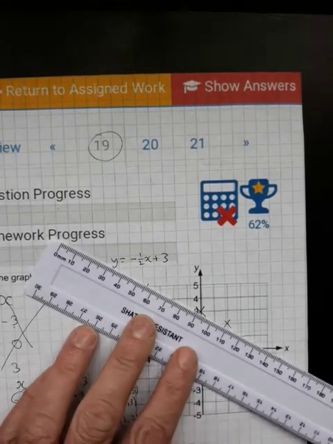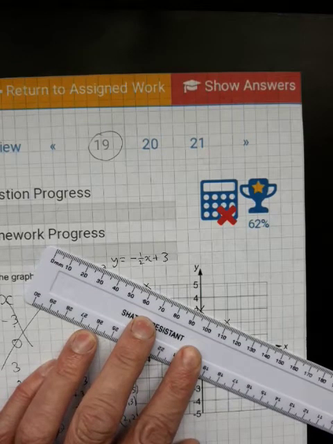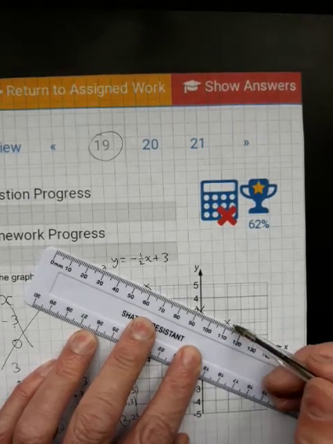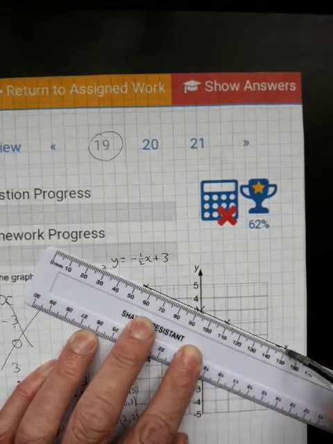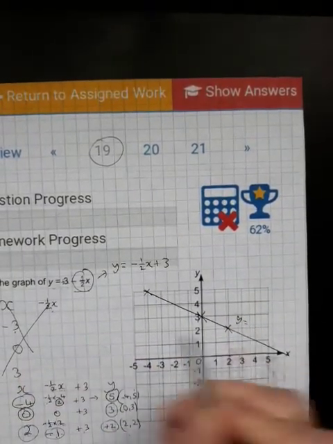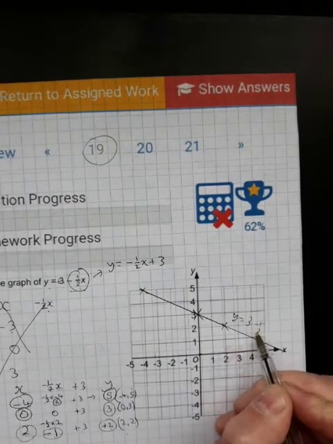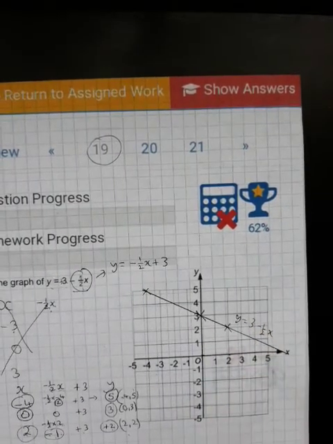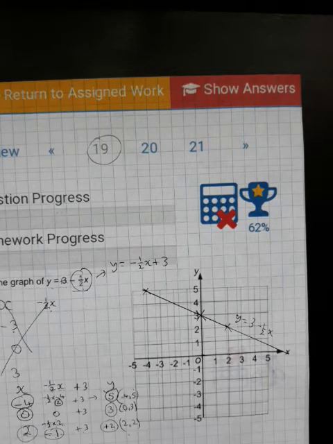Again, checking, are they on a line? Yes, they are. Great. So I know I haven't made any mistakes, or it's unlikely I made mistakes, and there we have it. There's my equation. I can write y equals 3 minus half x, and that is the equation. So the graph of that equation is drawn perfectly.